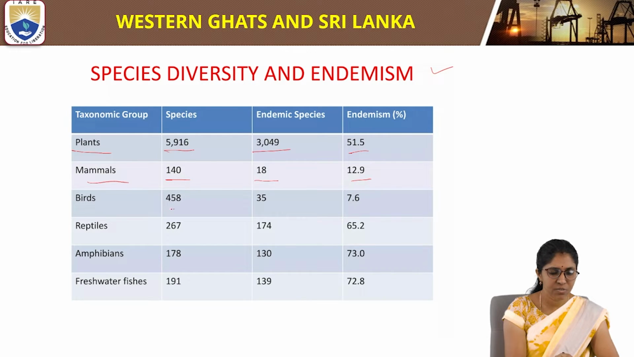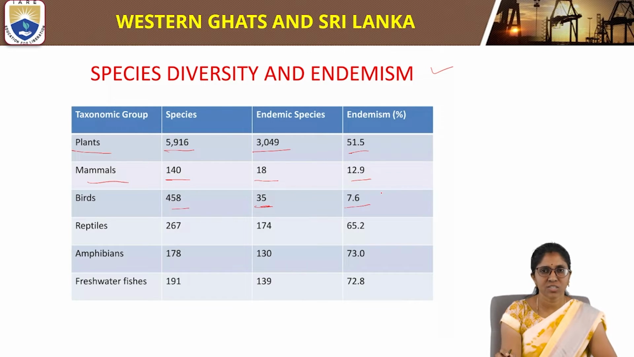Birds, 458 species are there. Endemic species are 35 and the endemism percentage is 77.6. Reptiles, 267 species, and endemic species are 174, and the endemism percentage is 65.2 percent. So here the reptile endemism percentage is more.